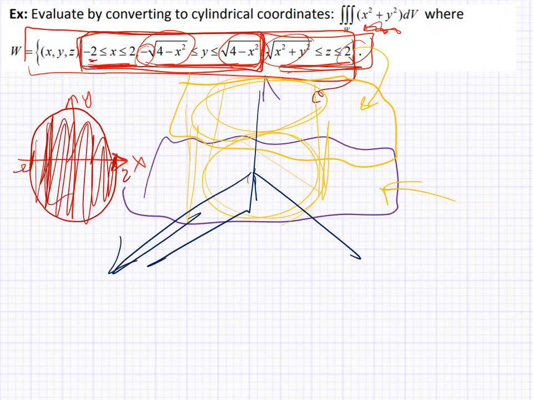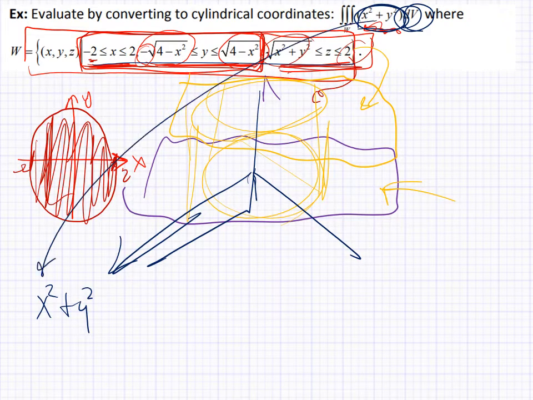There we go. Okay. We want to convert the function to cylindrical coordinates. We want to convert this dv to cylindrical coordinates, and then we have to convert the volume itself to cylindrical coordinates. So the function is easy. This x squared plus y squared function here converts over to just r squared in cylindrical coordinates. It's one of our formulas.